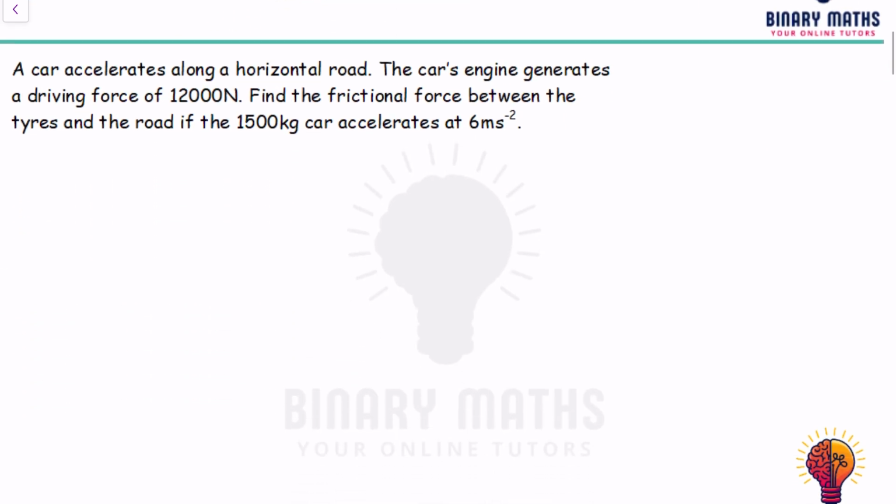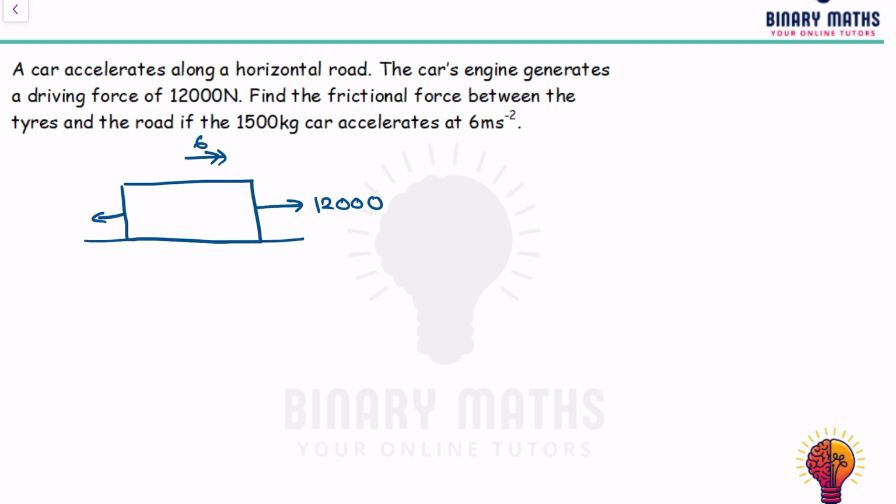A car accelerates along a horizontal road. The car's engine generates a driving force of 12,000 newtons. Find the frictional force between the tyres and the road if the 1500 kg car accelerates at 6 meters per second squared. So we've got a car on a road. The driving force going forward is 12,000 newtons. Acceleration, so it's traveling this way, is equal to 6 meters per second squared.